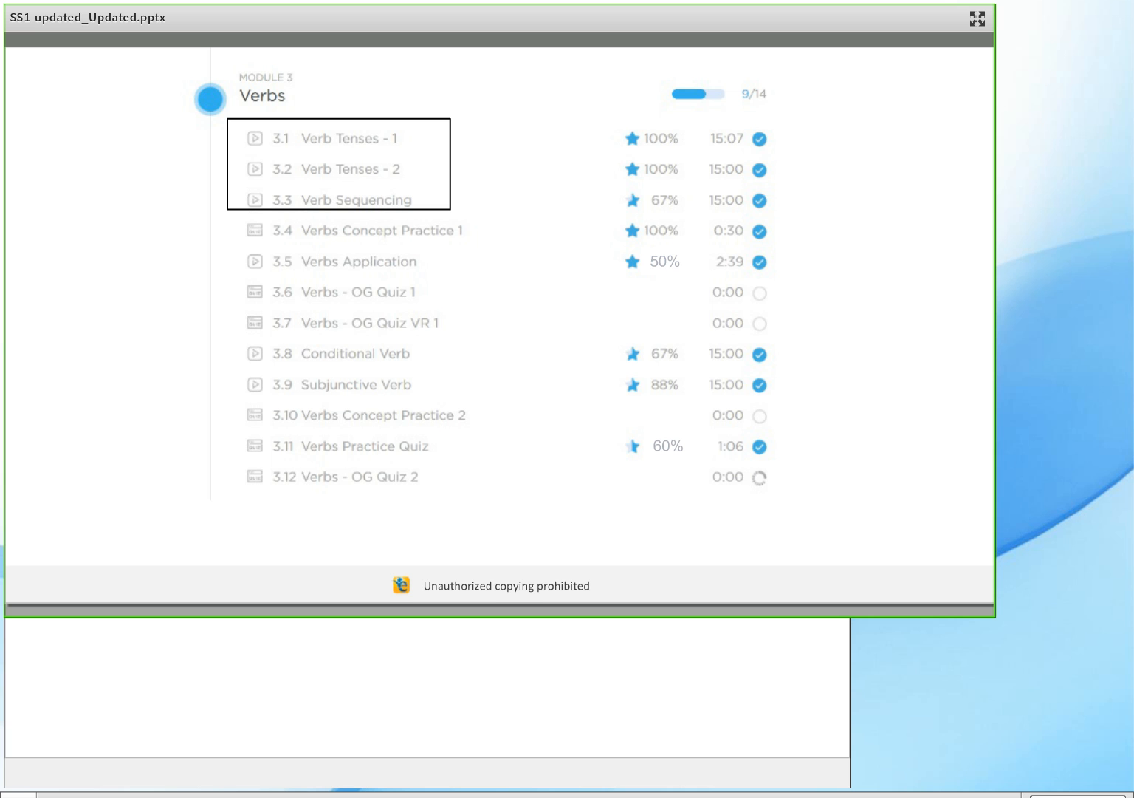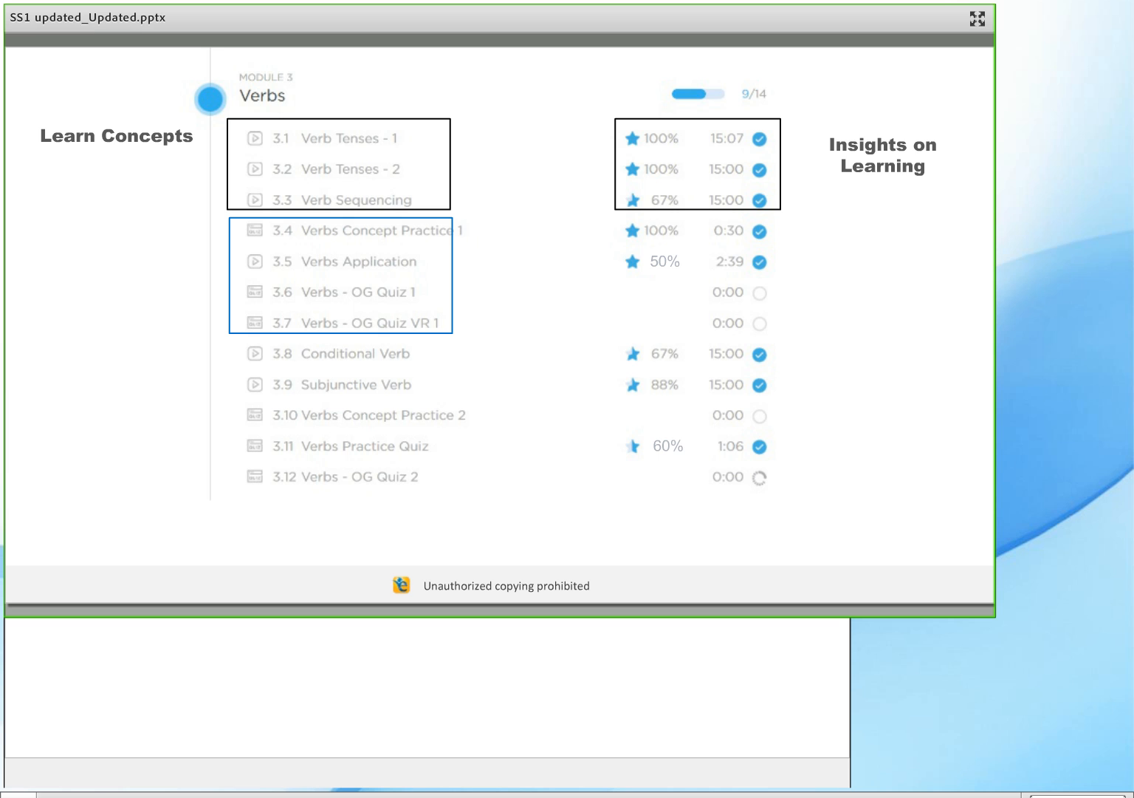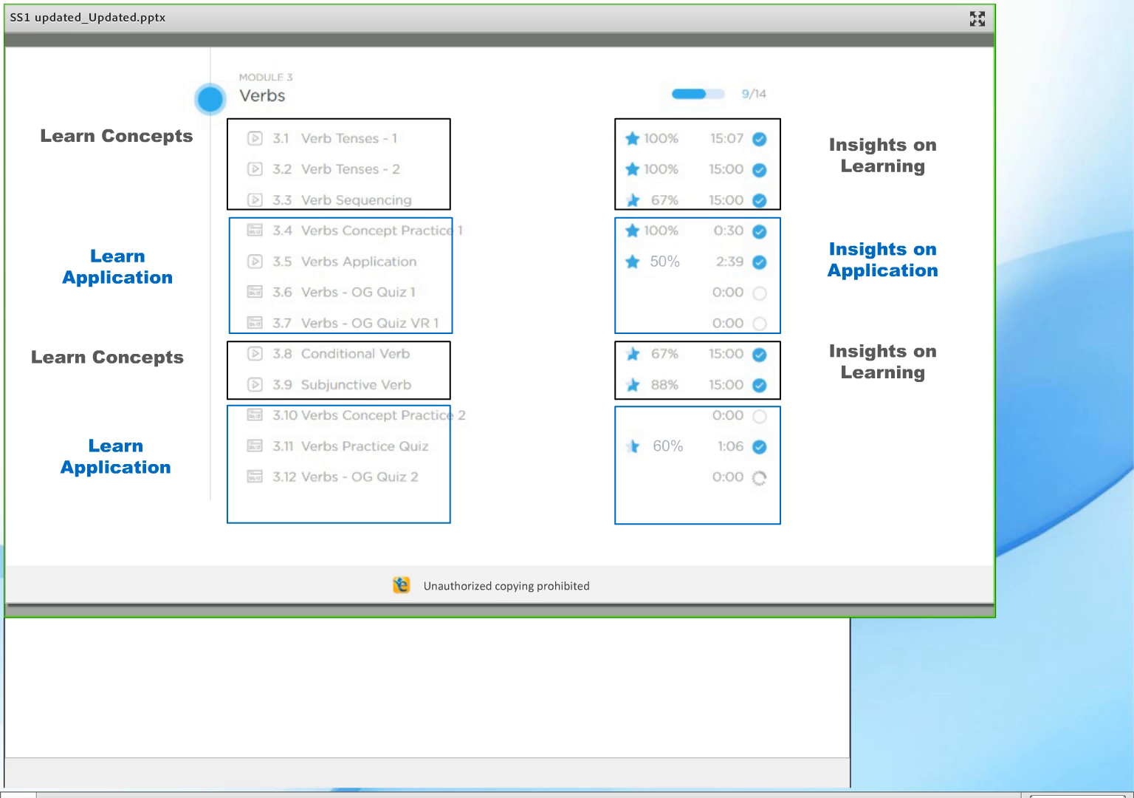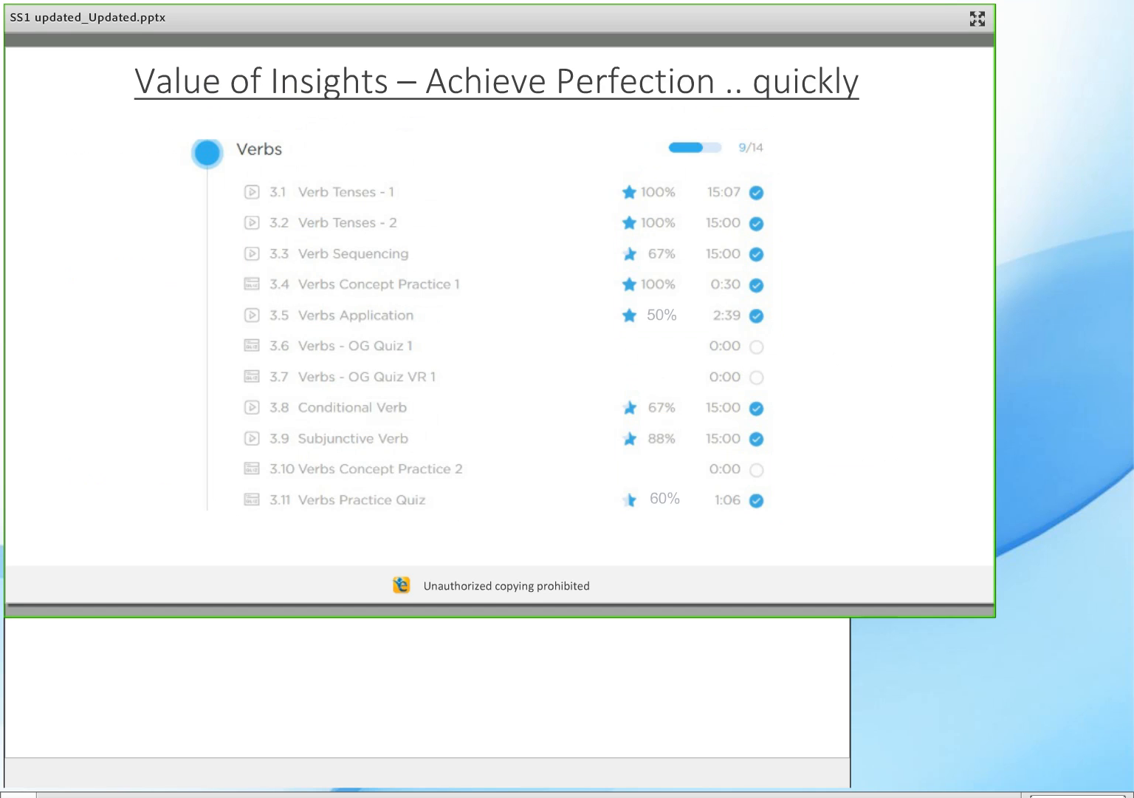You learn the level 1 concepts. We teach you application of those concepts. Then you learn the next level of concepts, which are more difficult ones. And then we teach you application of those. Now, let's understand the value of these insights that you get. What you see over here is that towards the end, this person scored less on the final quiz. We expect a score of at least 80%.